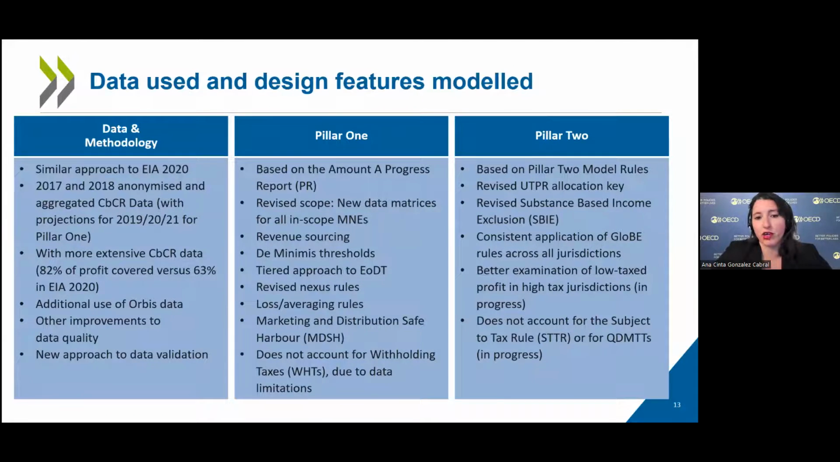As I mentioned before, there is ongoing work that we are carrying out on Pillar 2 to better examine the existence of low tax profits in high tax jurisdictions. And this would allow us a better assessment of the impact of qualified domestic minimum top-up taxes. So in other words, while the modeling of qualified domestic minimum top-up taxes is something that we would be accounting for in the Pillar 2 assessment, that is why we are carrying out this part of the work in better measuring the pockets of low tax profit.